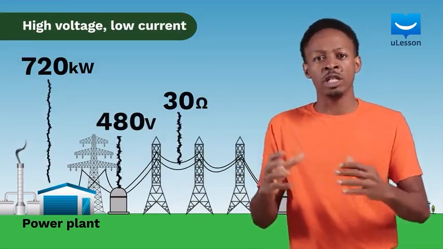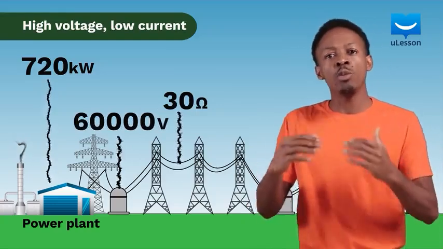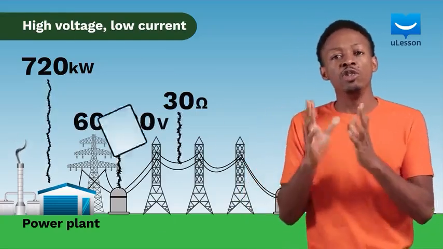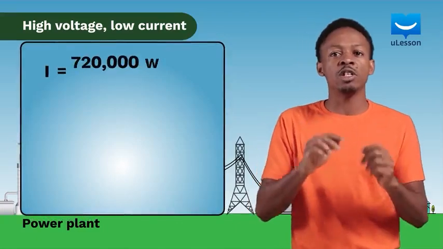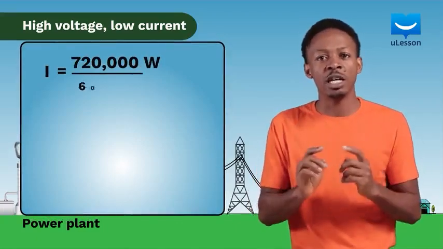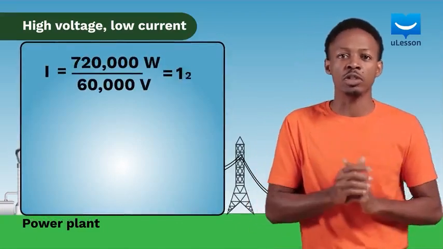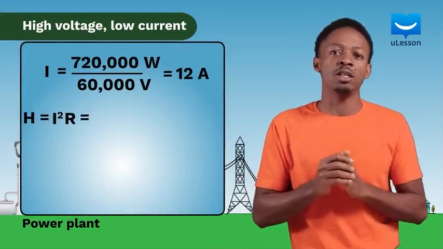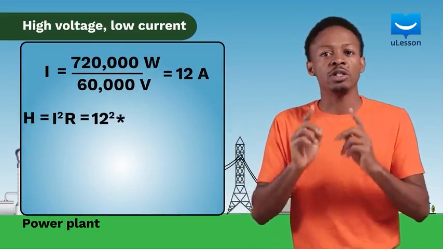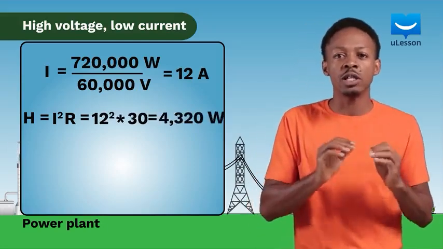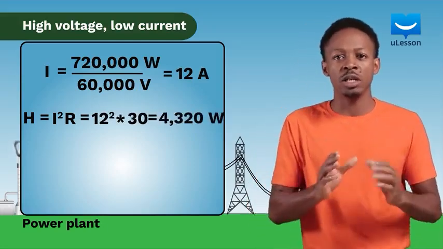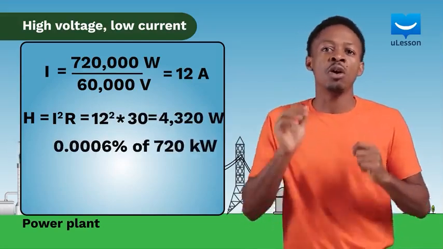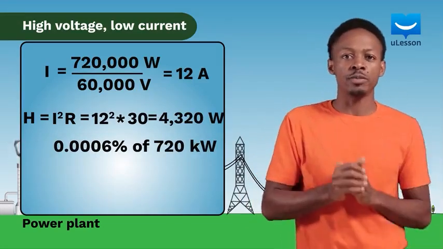If we switch the voltage to 60,000 volts, what would be our current? Now dividing our generated power by the new voltage, we'll have 720,000 watts divided by 60,000 volts, which is 12 amps. And how much would the heat loss be in this case? 12 squared times 30 is equal to 4,320 watts. This is 0.0006% of the generated power.